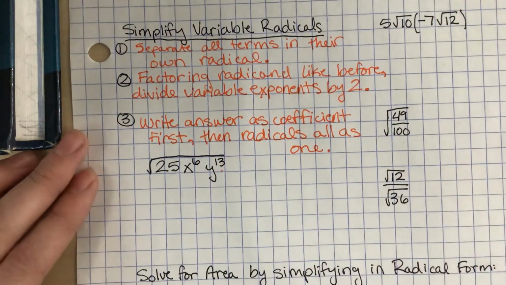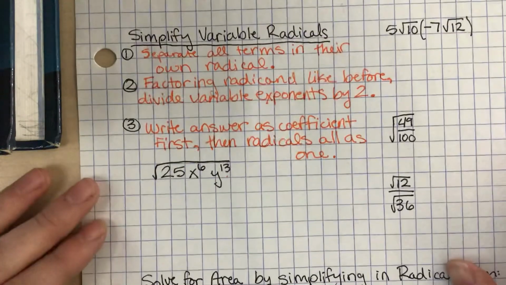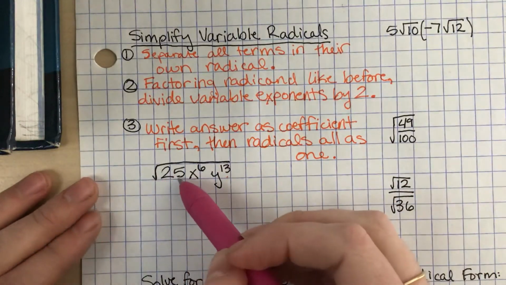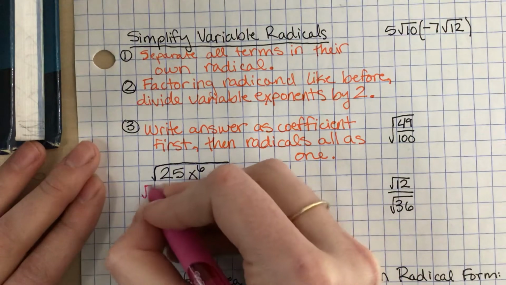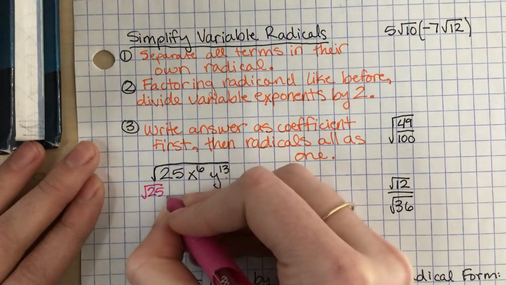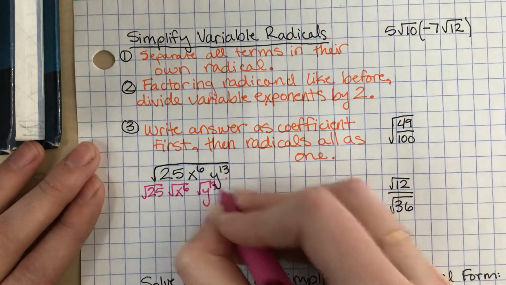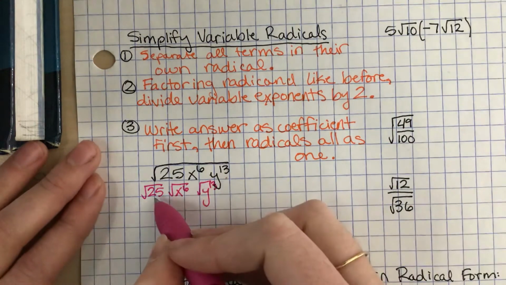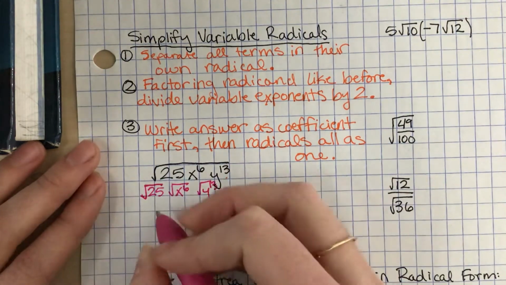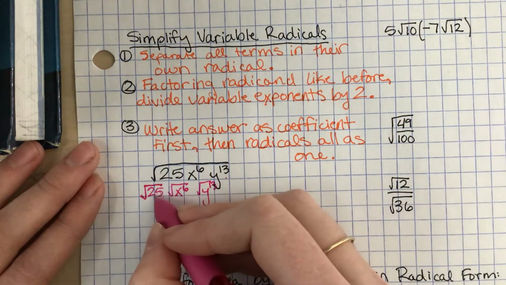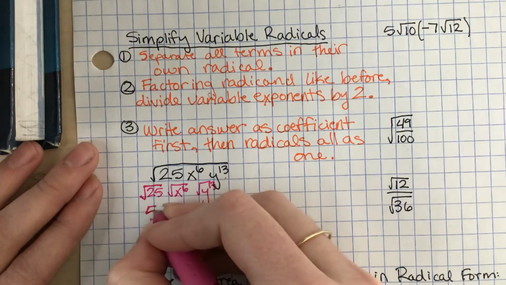So now we've talked through that. Let's take a look at what this next example actually looks like: the square root of 25 x to the 6 y to the 13th. Like I said, the first step is to separate. So we do the square root of 25, the square root of x to the 6th, and the square root of y to the 13th. Now, the square root of 25, you might know right off the bat, is actually a perfect square. 25 is 5 squared, so instead we can just write this as 5.